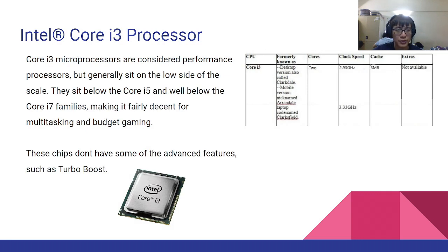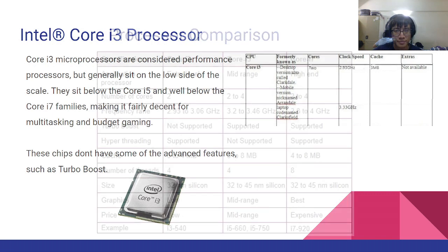Intel Core i3 processors are considered performance processors but generally sit on the low side of the scale. They sit below the Core i5 and i7 families. The Core i3 family makes them very decent for multitasking and budget gaming. These chips don't have some of the advanced features such as turbo boost.